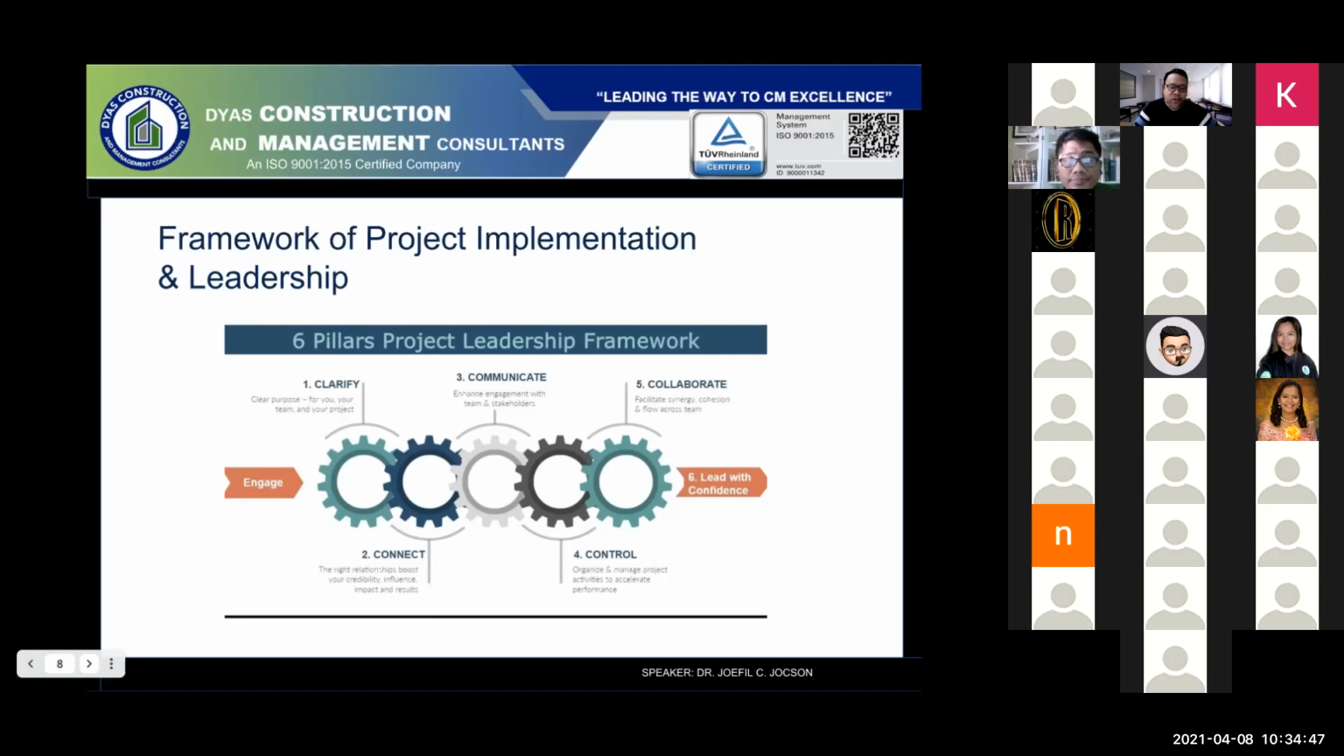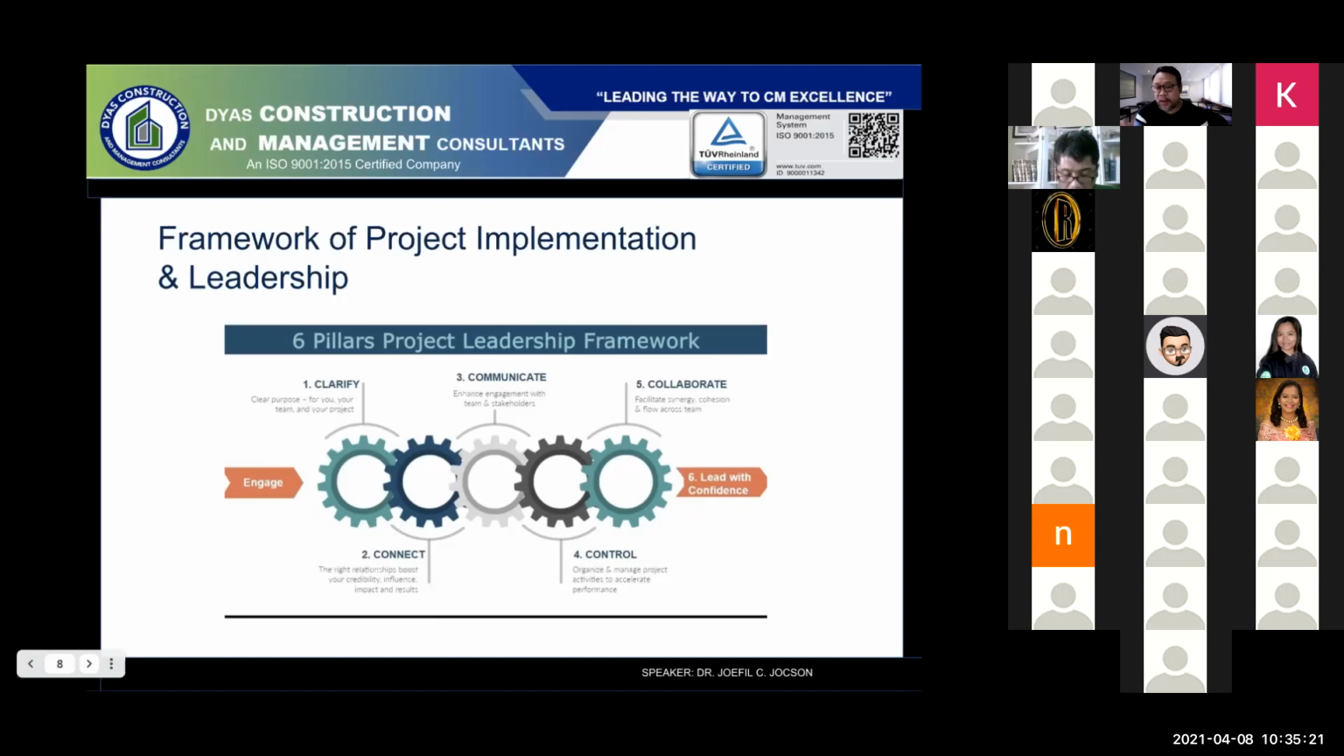So, doon sa site, merong mga nangyayari. We need to clarify if you have issues and concerns. Tandaan natin itong framework natin. If you have issues and concerns, you need to clarify as a contractor, para clear ang purpose natin. How do you clarify as a contractor? Siguro yung iba sa inyo, alam nyo na kung paano i-clarify yan.